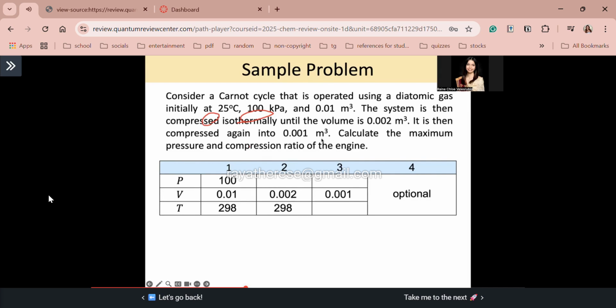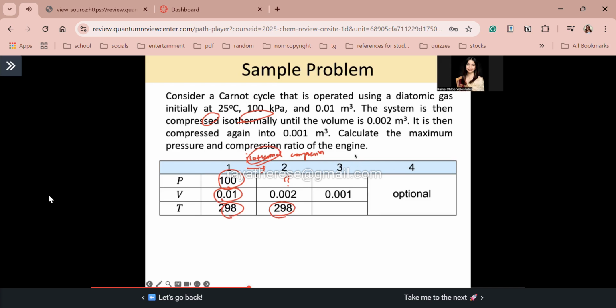Okay? Di ba? Sabi, guys, yung initial daw is 25 degrees Celsius, 298K. And then we have pressure equal to 100 kilopascals and volume of 0.01 cubic meters. Okay? Tapos guys, nagkaroon ka ng isothermal compression. So, after isothermal compression, given dito guys that the new volume is 0.002 cubic meters. Okay? And here, di ba sabi dito isothermal. So we know that the temperature will stay constant after isothermal compression. Therefore, your temperature after isothermal compression is 298. Okay? Kaya may 2 dito. Okay? Tapos, hindi natin alam si P.